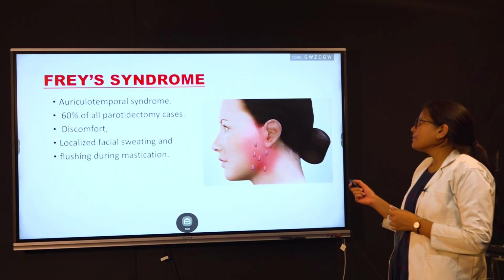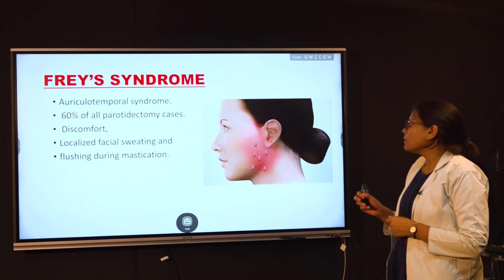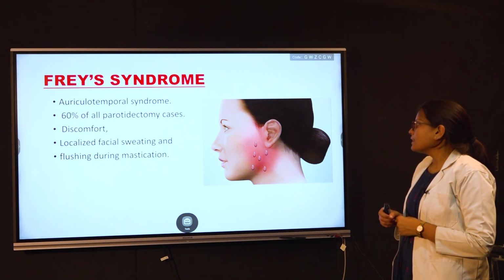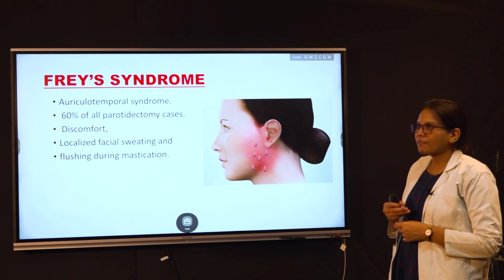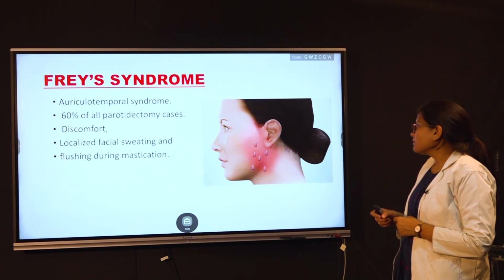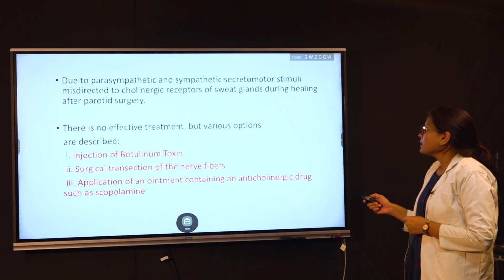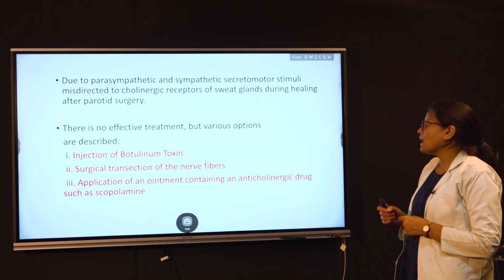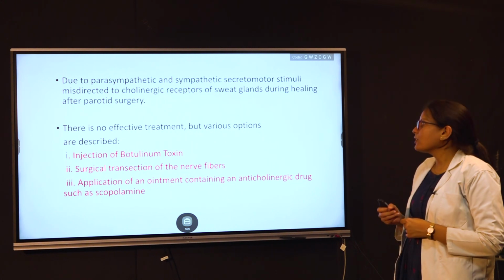So Frey syndrome, what is Frey syndrome? Frey syndrome is also called auriculotemporal nerve syndrome. It is seen in 60% of all parotidectomy cases as an untoward sequela. It causes discomfort and localized facial sweating and flushing during mastication. That is, when the patient is having food, he experiences discomfort and localized facial sweating, also called gustatory sweating. This is because the parasympathetic and sympathetic secretomotor stimuli are misdirected to cholinergic receptors of these sweat glands during healing after the parotid surgery.